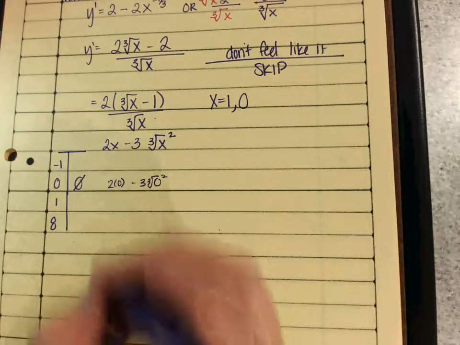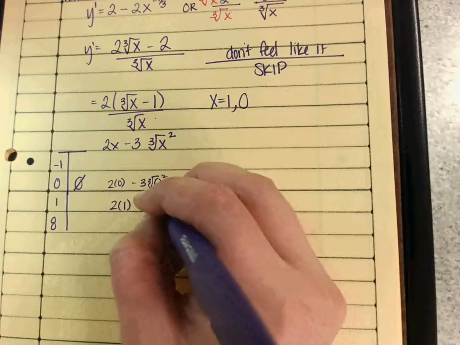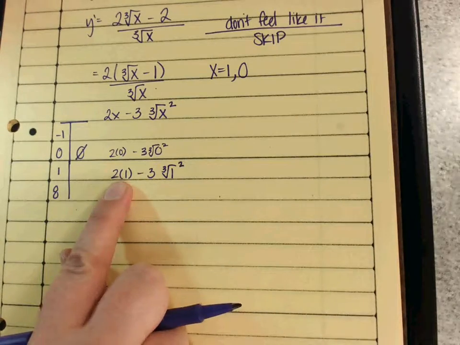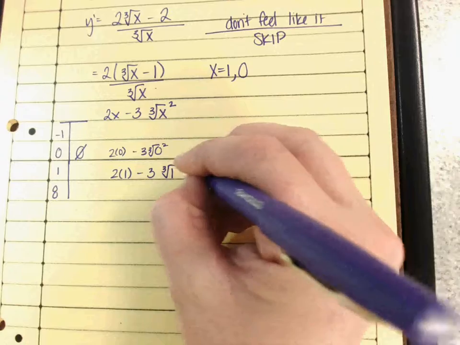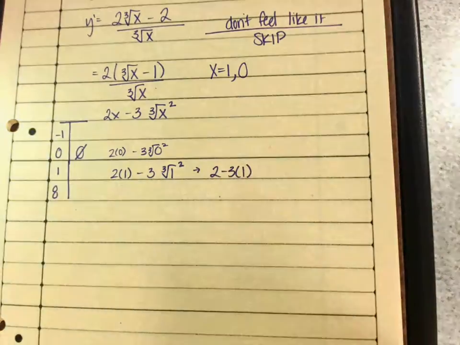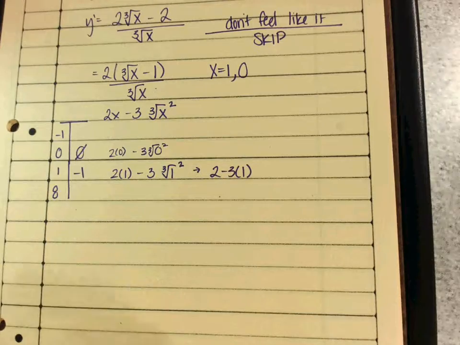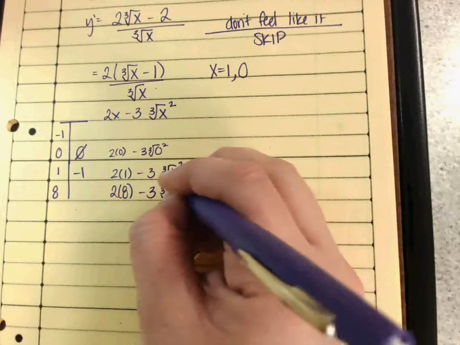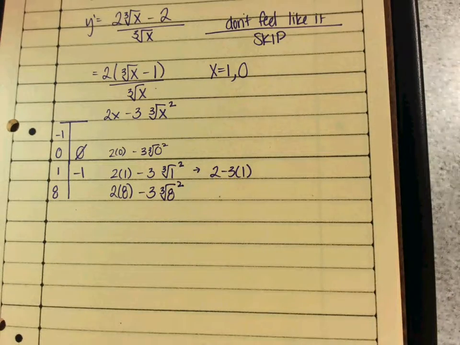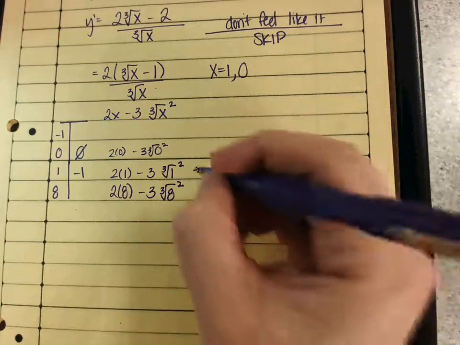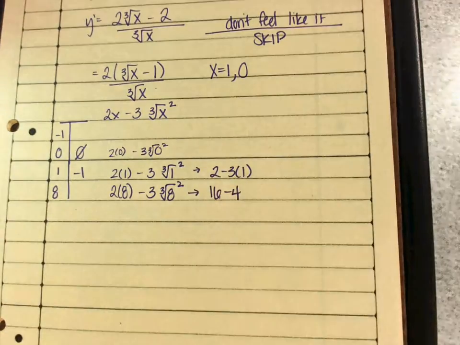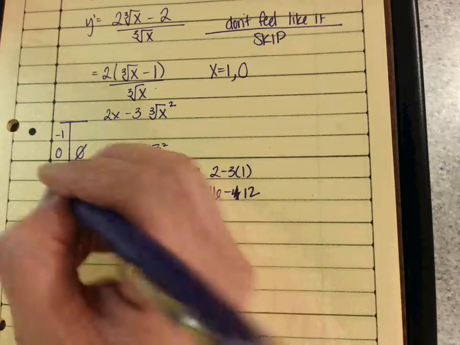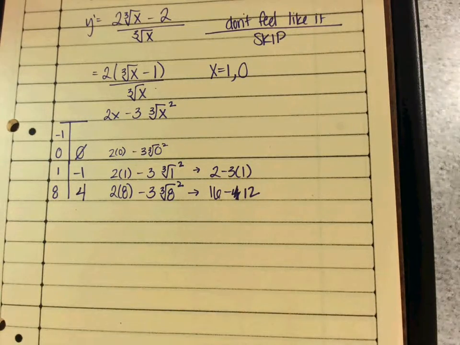Let's do 1 next. 2 times 1 minus 3 times the cubic root of 1 squared. Okay, well that's really just a 2, right? That's just a 1. So what's 2 minus 3 times 1? Negative 1. Okay, let's do 8. 2 times 8 minus 3 times the cubic root of 8 squared. What's the cubic root of 8? 2 squared is 4. So really this is 16 minus 4, which is, oh wait, hold on, 3 times 4. So that's really a 12. 16 minus 12 is 4 left over. Okay, last one. Do it on your own. Negative 1.